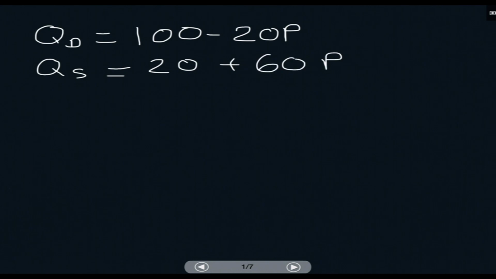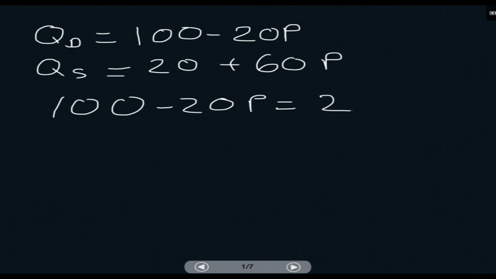For competitive equilibrium, we want to set the quantities equal to each other. We don't want to set the price equal to each other, even though in this case it's fine, but the common format is we set the quantities equal to each other. So we want the quantity demanded equal to the quantity supplied, and then we simply solve for P. So P will equal 1 in this case.